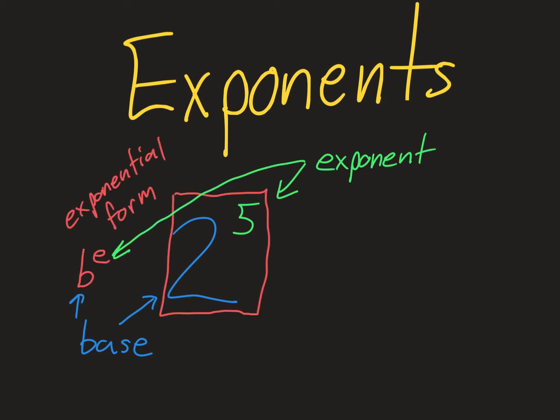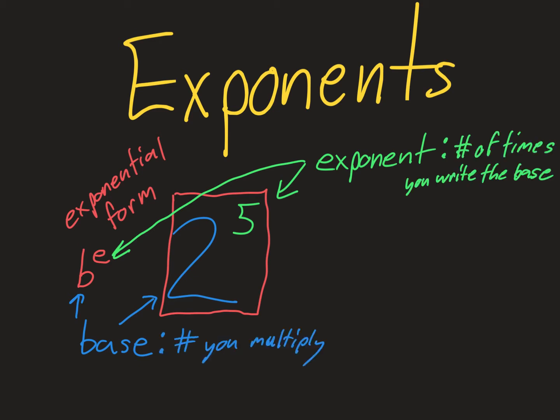Now, let's try expanding our number in exponential form. To do this, we will need to know what the base and the exponent are. The base is the number you multiply. The exponent is the number of times you write the base. In this case, you would write the number 2 5 times, and you would put a multiplication sign between each pair of 2's. So, 2 to the 5th in expanded form is 2 times 2 times 2 times 2 times 2.